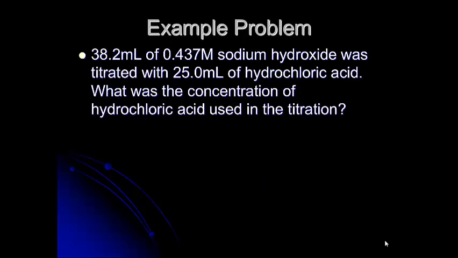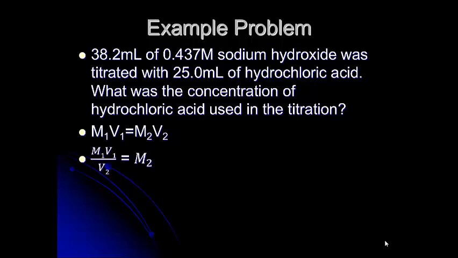All right, last problem. 38.2 milliliters of 0.437 molar sodium hydroxide was titrated with, remember, reacted with 25.0 milliliters of hydrochloric acid. What was the concentration of the hydrochloric acid used? So let's go ahead and call that first volume in our problem V1, which means the 38.2 milliliters will be V1, and then 0.437 molar will be M1, which makes 25.0 milliliters V2, and that concentration that we're trying to find will be M2. So in this case, we've got the same equation, M1V1 equals M2V2.